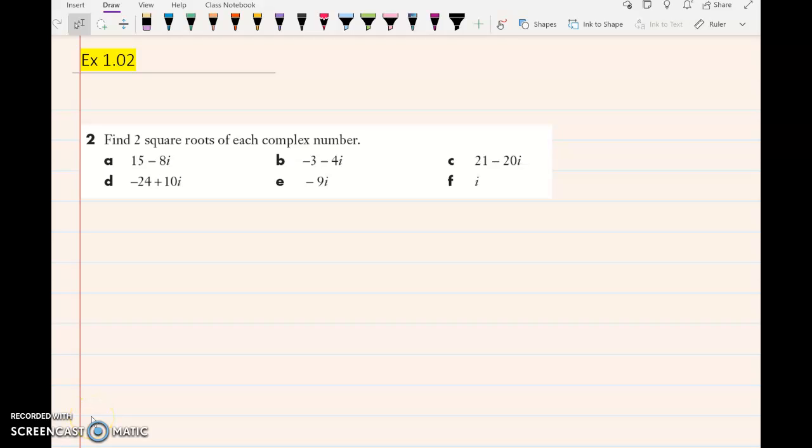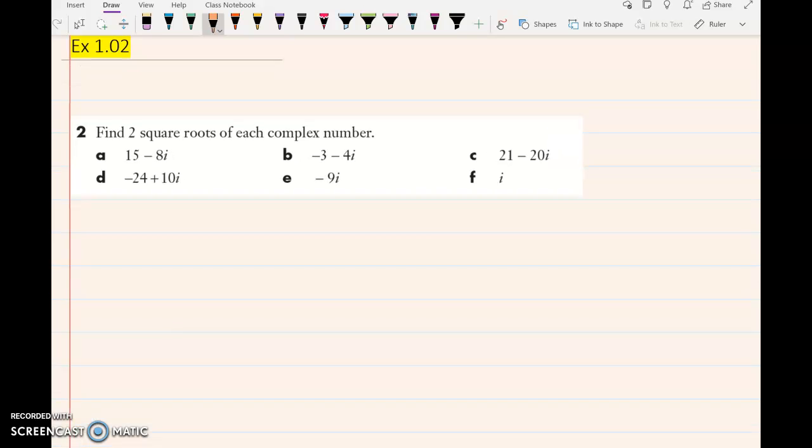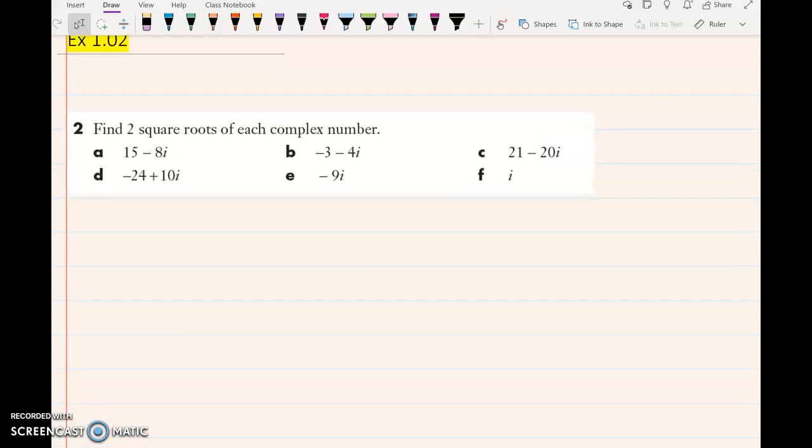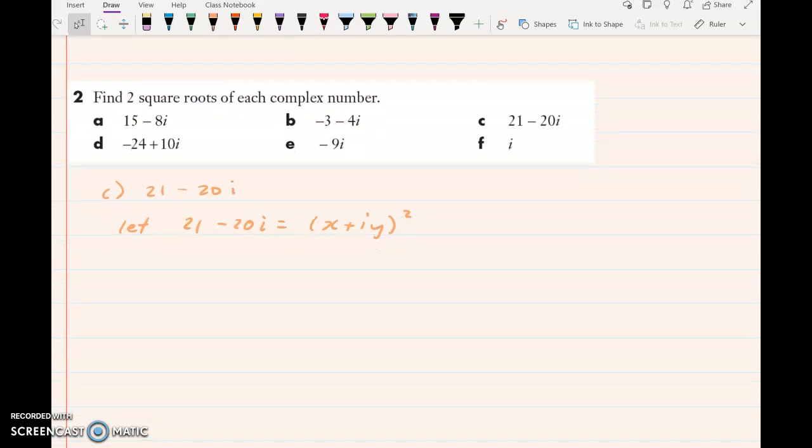I'm going to go over exercise 102, question 2c as requested. So I need to find two square roots of that complex number, which is 21 minus 20i. So the first thing I'm going to say is I'll let that be equal to (x + iy) squared, so I can equate the real and the imaginary parts.